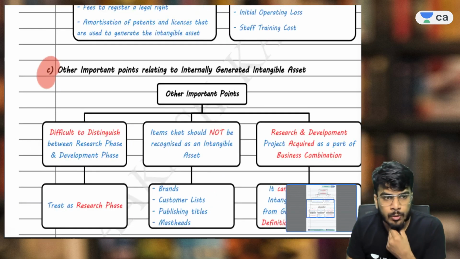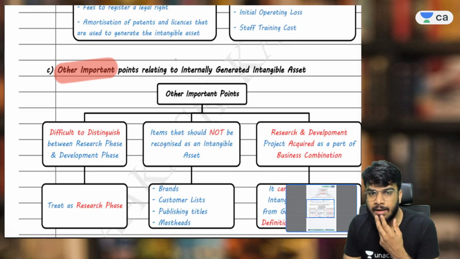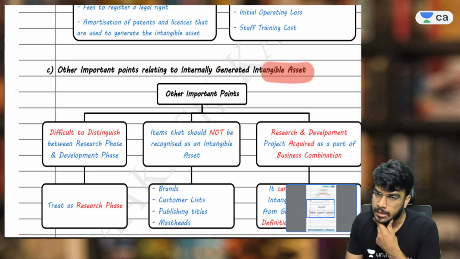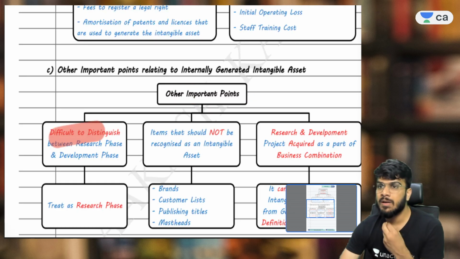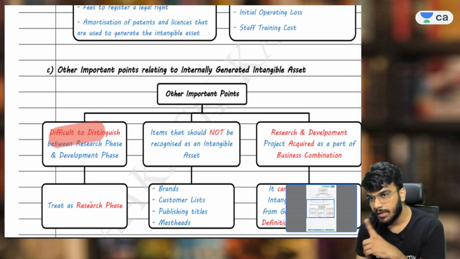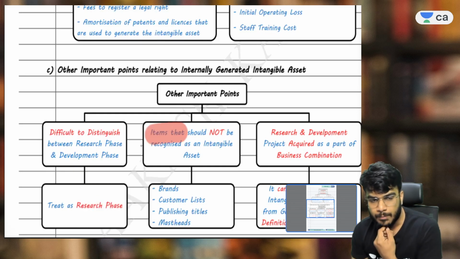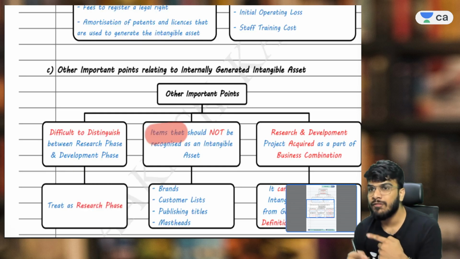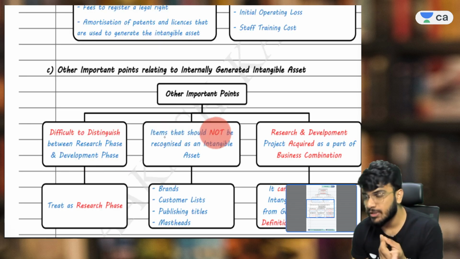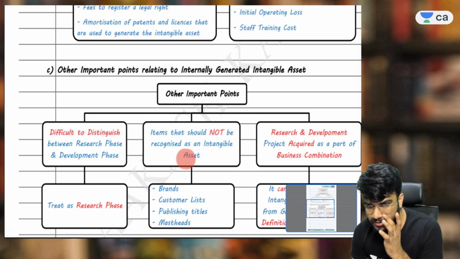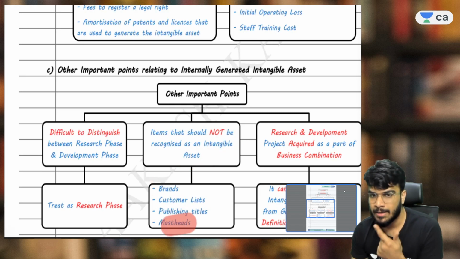Now, there are a few other important points related to internally generated intangible assets. First, what if it is difficult to distinguish between the research and development phase? You will treat the whole phase as the research phase, because if it is difficult for you to distinguish, that means the development phase has not begun. Next, the following items, if they are internally generated, will never be classified as intangible: brands, customer lists, titles, mastheads.